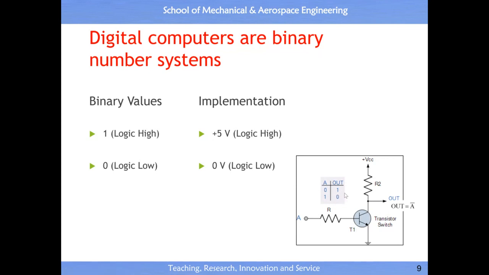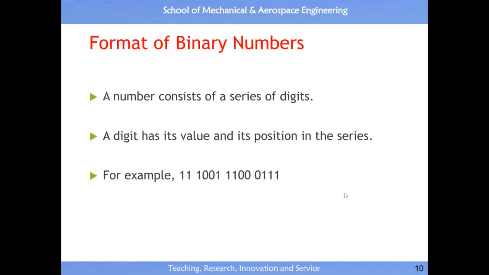So therefore, we must know, okay, what is a binary number system? It's because our digital computer only understands binary numbers. Then the first question: what is the format of a binary number? A binary number consists of a series of digits, in this case binary digits. And each digit has a value and has a position.